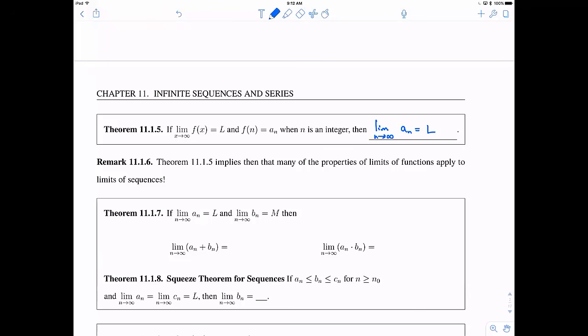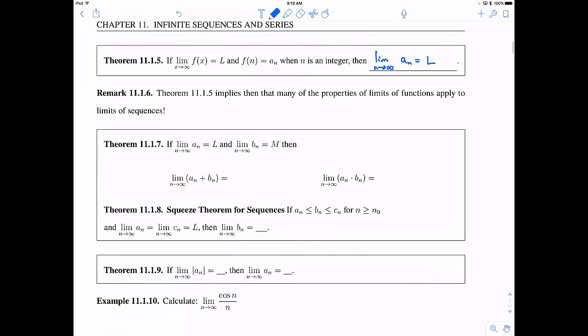Okay. So Theorem 11.1.5 implies that many of the properties of limits of functions apply to limits of sequences. So we're using limits of functions to say something about limits of sequences. For instance, this next theorem talks about if you have two sequences, one approaches L and one approaches M, then if you take the limit of the sum of those sequences, you would get exactly what you would expect, L plus M. Likewise with the product: a sub n times b sub n will be L times M.